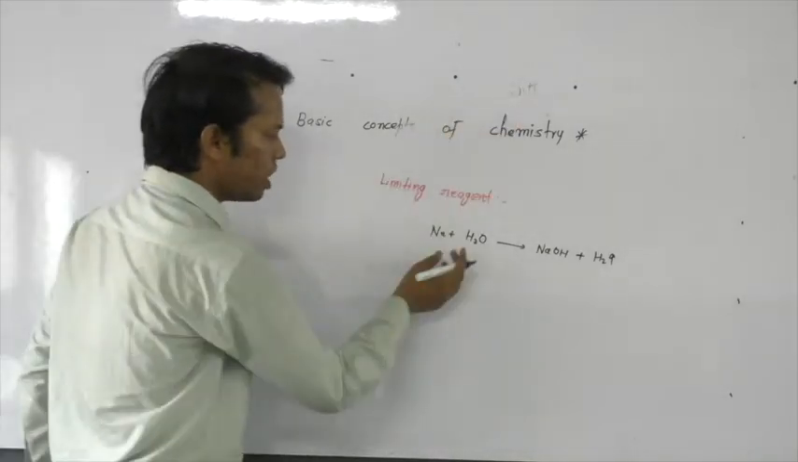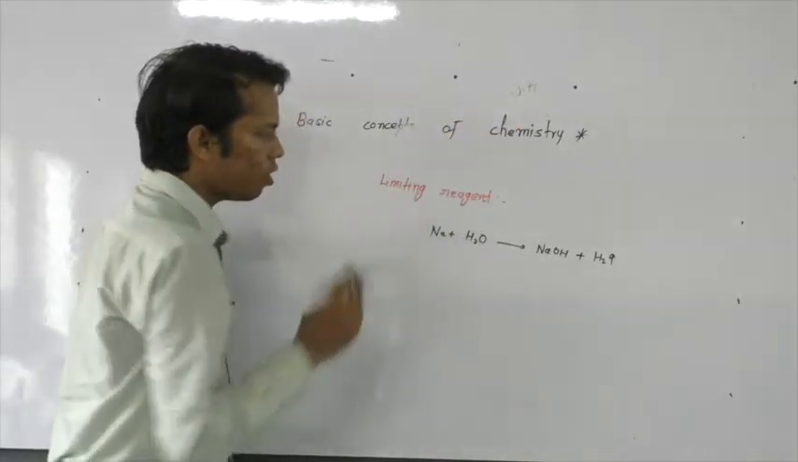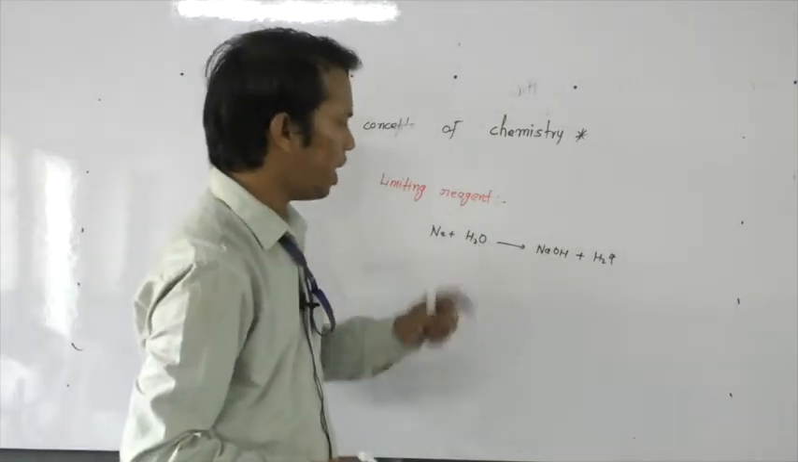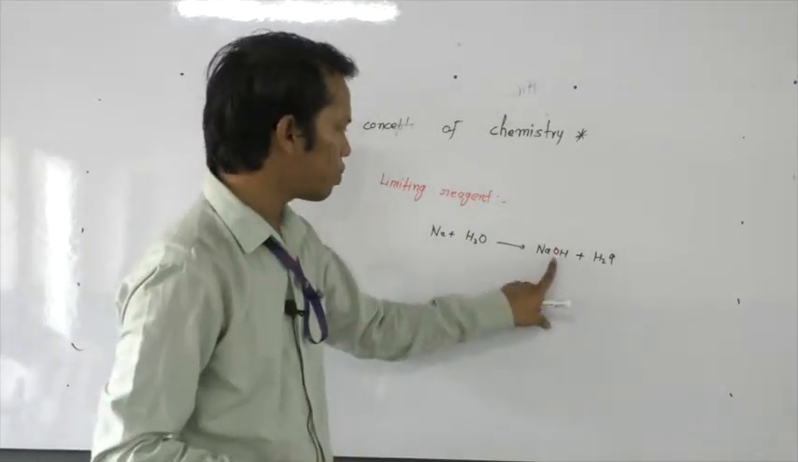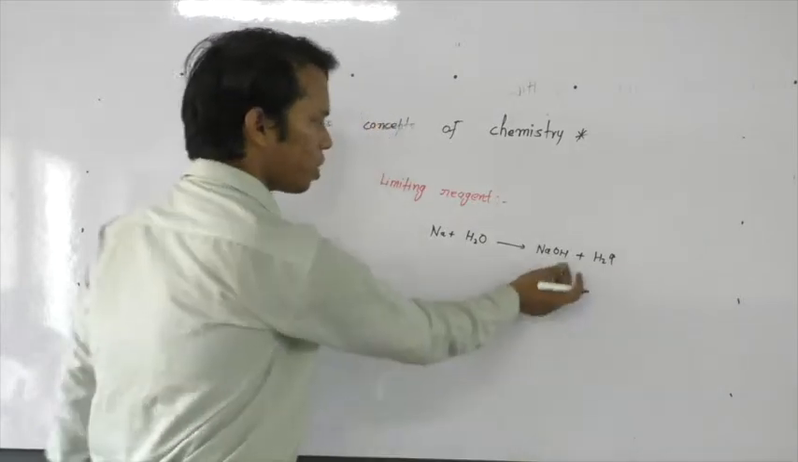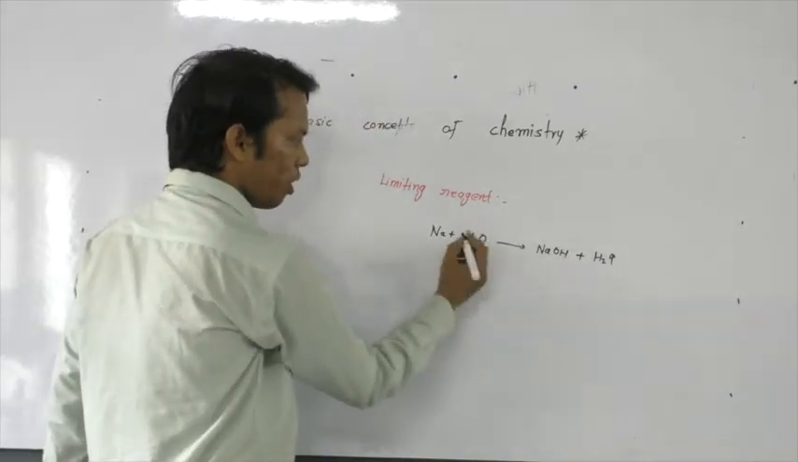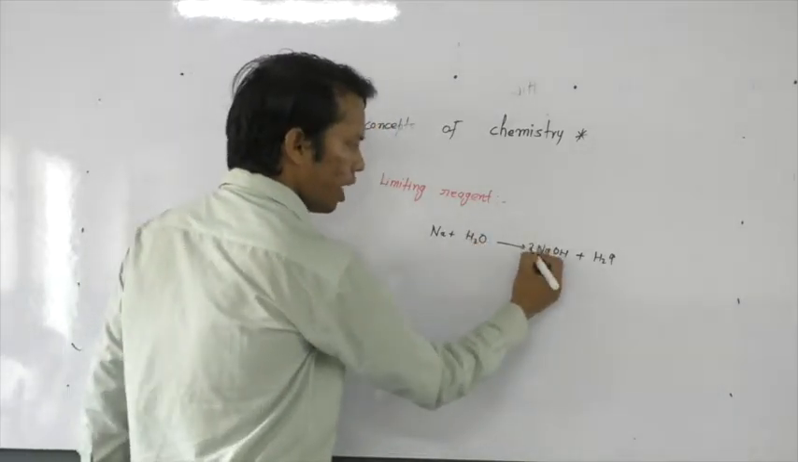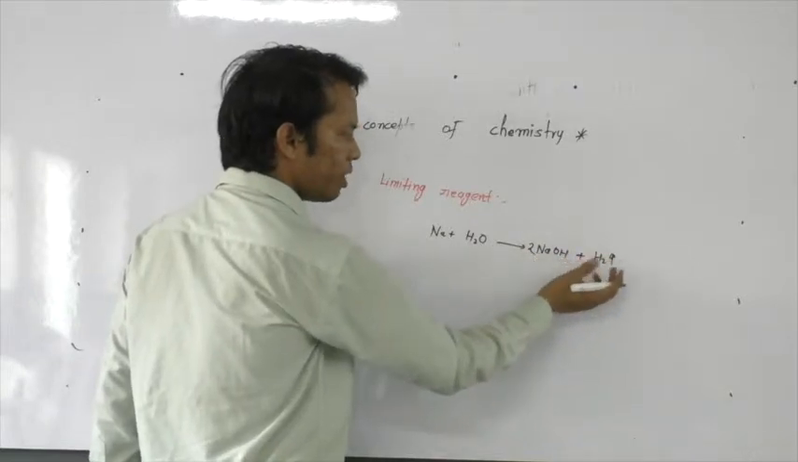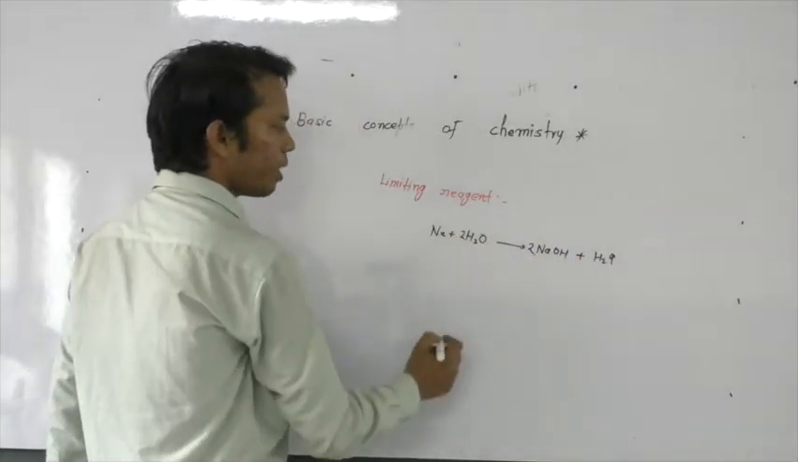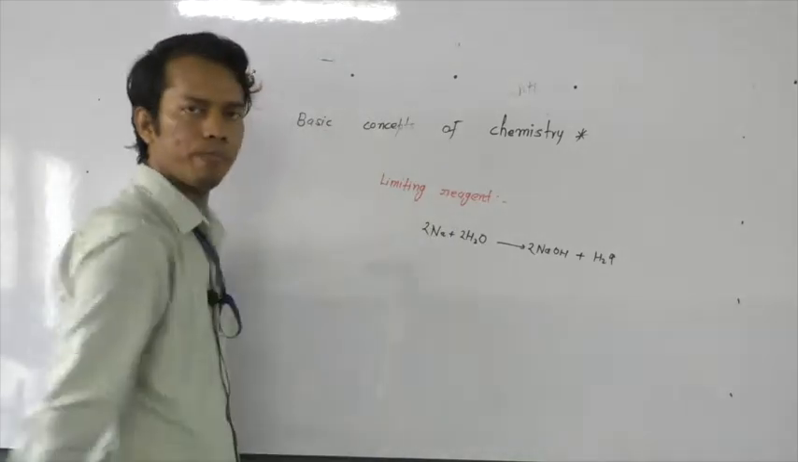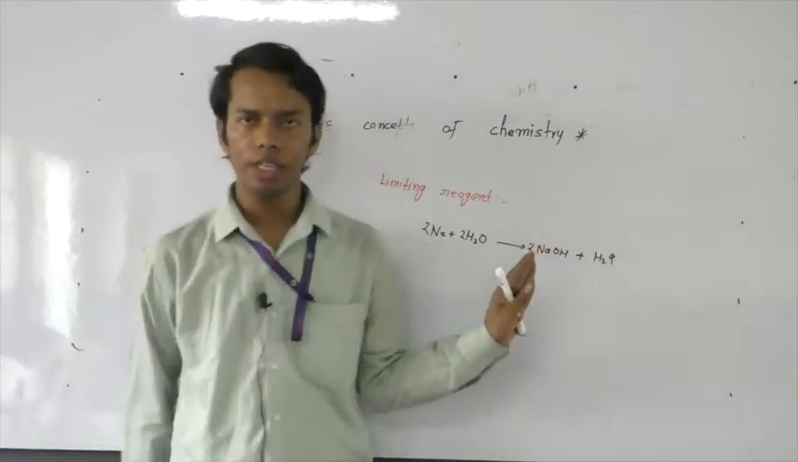So first, there is one sodium, and here one oxygen, two hydrogen. Here only one oxygen and three hydrogen. So here is three hydrogen, here is two hydrogen. What we will do? 2 NaOH. Now 2 hydrogen plus 2 hydrogen is 4 hydrogen. So here 2 water, and now 2 sodium also. Correct? This is the balanced chemical equation.